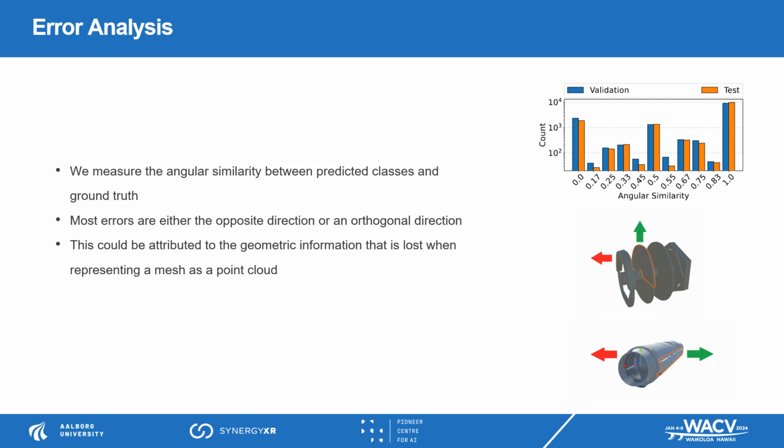In order to determine the nature of the errors made by the best performing classification models, we measure the angular similarity between the predicted classes and the ground truth. By doing this, we find that most errors result in either opposite or orthogonal directions. While we haven't examined this further, we believe this could be attributed to the loss of detail when representing the 3D models as point clouds, as parts may appear symmetric and connections to neighboring parts may be lost. It also appears like the models may fail to learn the spatial relationships between some parts and subassemblies.